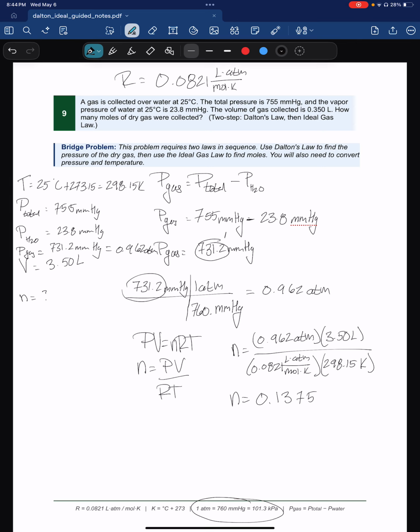Oh, I know what I did wrong. Haha. This guy right up here. It's not 3.50 liters, it's 0.350 liters. Now, I know that if I were there in person, you guys totally would have picked that out earlier. Okay, that's only going to change my answer. That's just going to put me off by a factor of 10, so that's easy to fix.